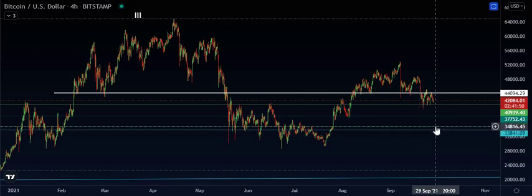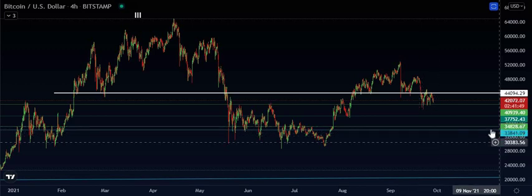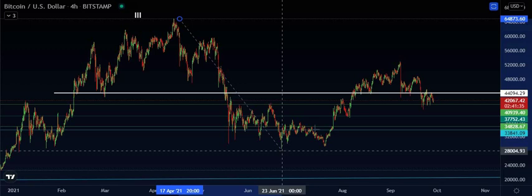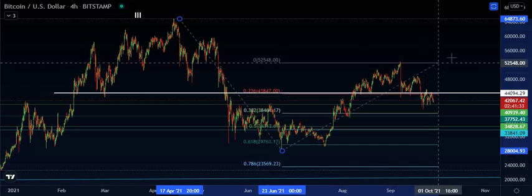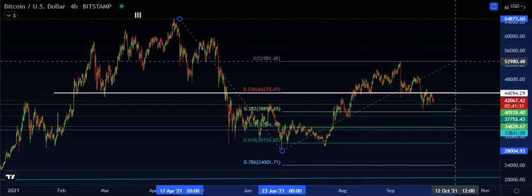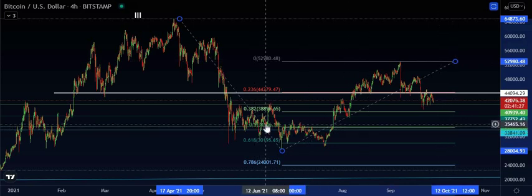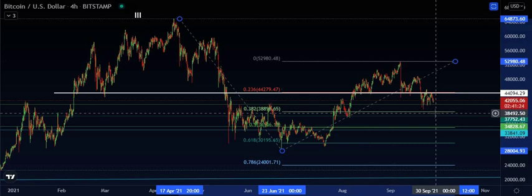Okay, guys, I forgot this 34,800. I need to tell you guys how I got this 34,800. So this is basically me taking the Fibonacci extension from the top to the bottom right there to the top again, and that will give us the 0.5, right? 0.5, you can see it right there, 0.5 retracement.